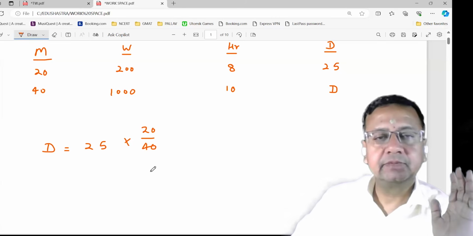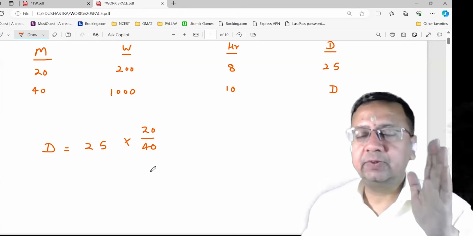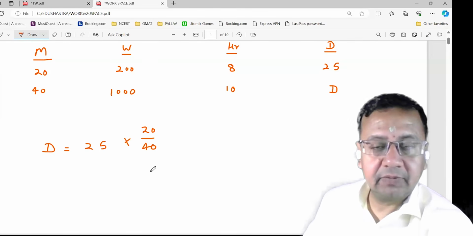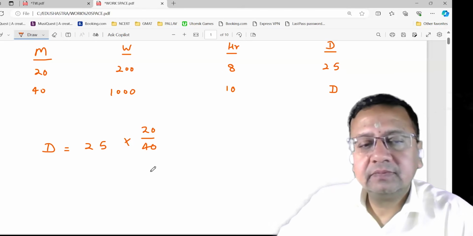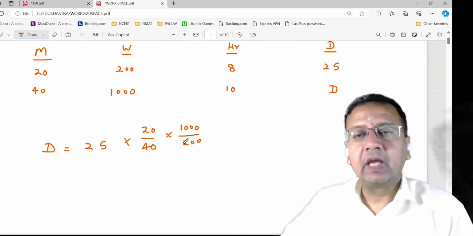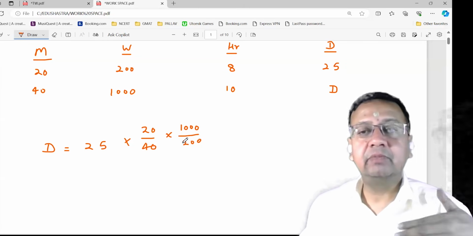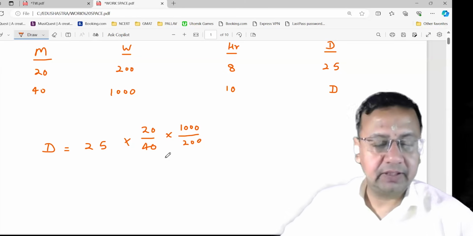Second, work and days. 200 chairs can be finished in 25 days. Then can 1000 chairs be finished in a lesser number of days or more number of days? More. So what to do? Now the numerator is bigger and the denominator is smaller. Getting this? 200 chairs can be done in 25 days, so 1000 chairs will take more days. So 1000 divided by 200.